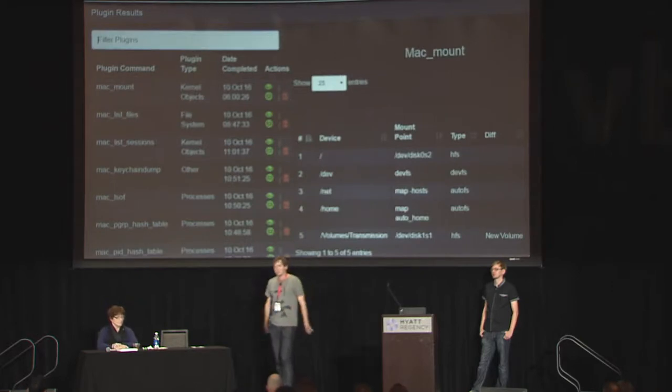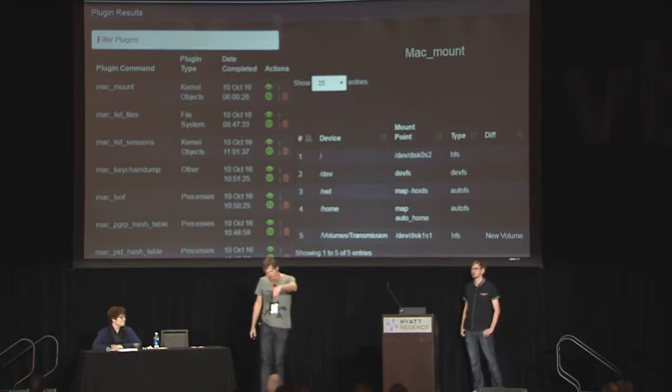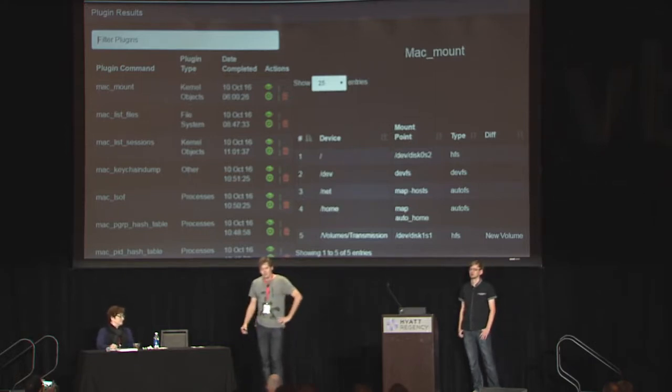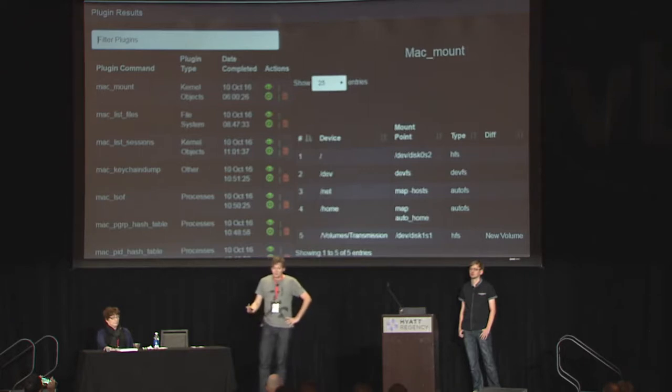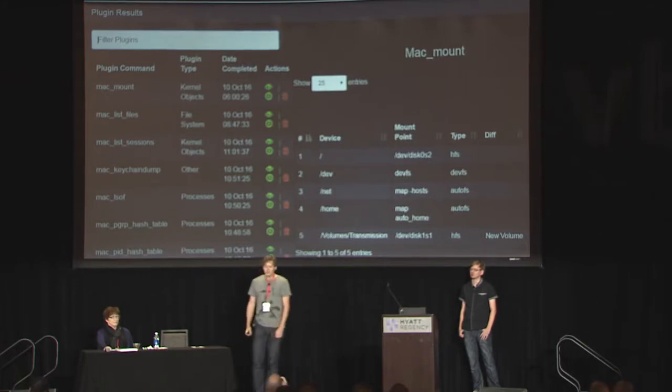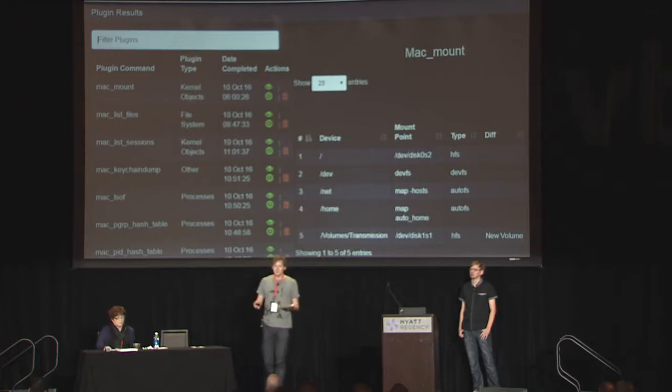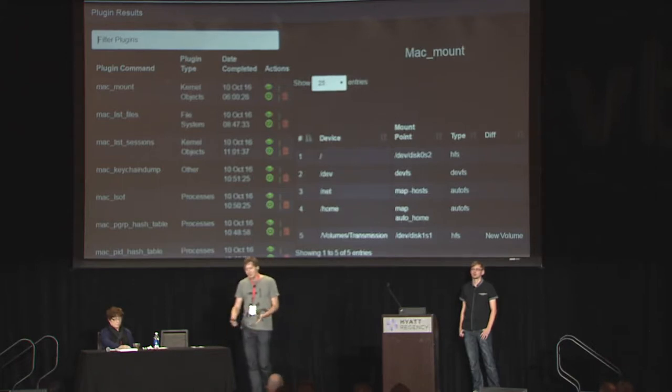So let's scroll down the web page, and we find a text box called filter plugins. Under it is a list of plugins with outputs already generated, and on the right side is the output of, this time, the Mac mount plugin. You can see with ID 5 there's a volume called Transmission, and in the diff column there is the information that this was not present in the golden image state.